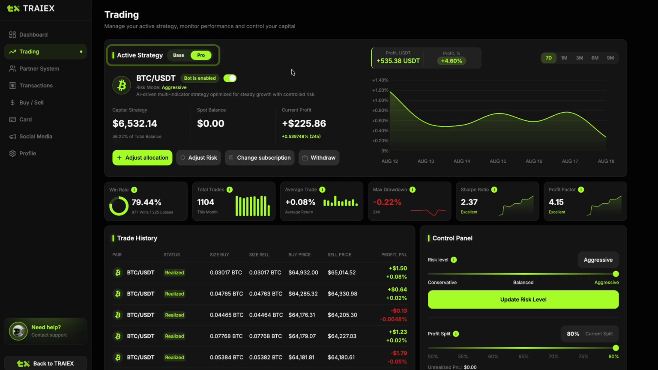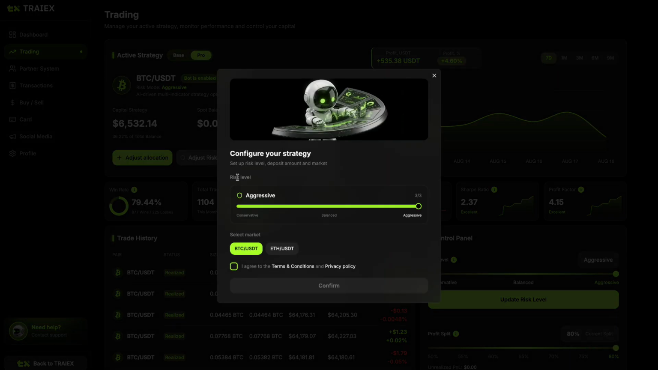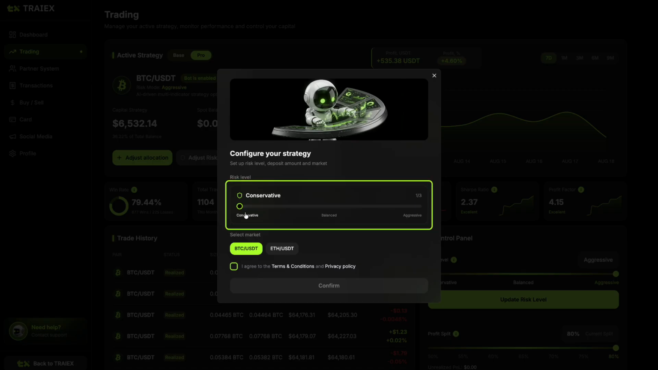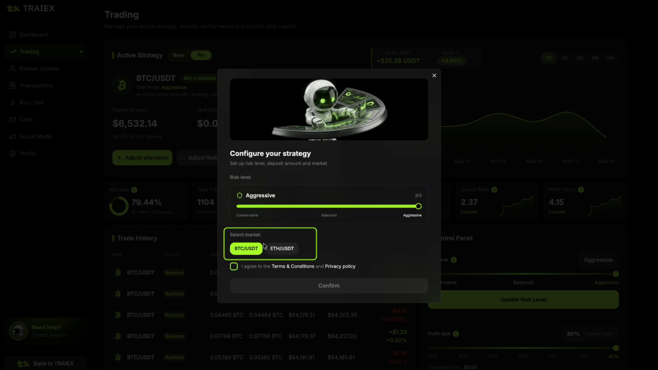Right now, Pro is selected, a more dynamic strategy with its own capital and history. Let's open the strategy settings. There are two key parameters here. The risk level, from conservative to aggressive, is changed with a simple slider. And the market, Bitcoin or Ethereum. The user defines the conditions, but no technical setup is required.